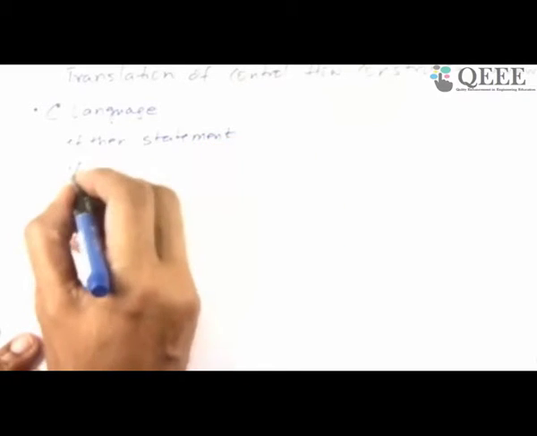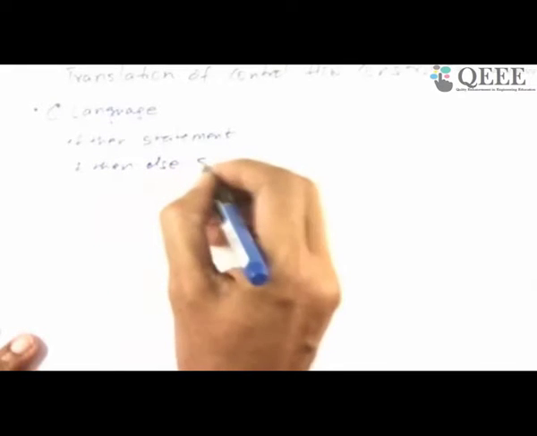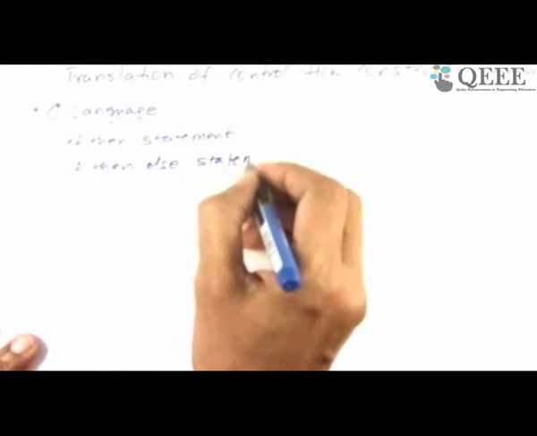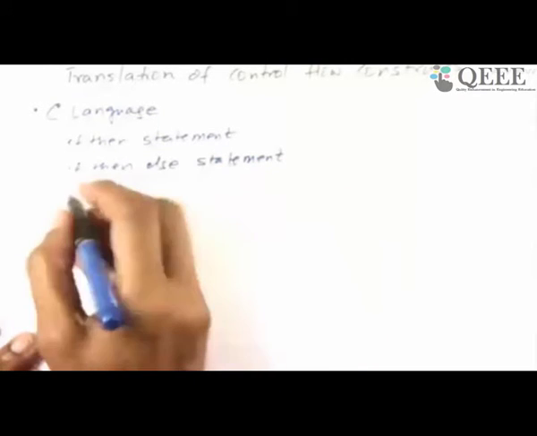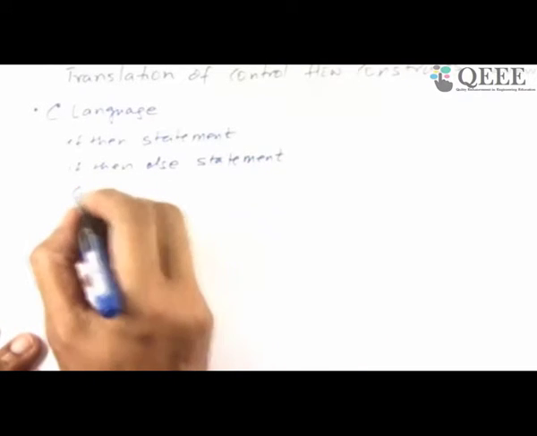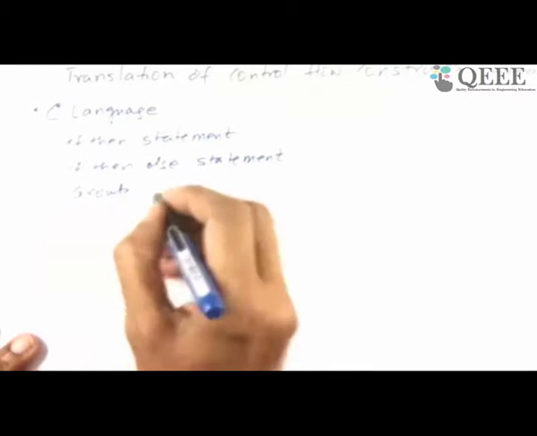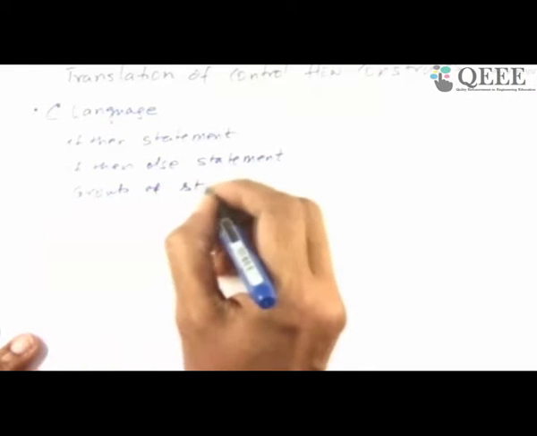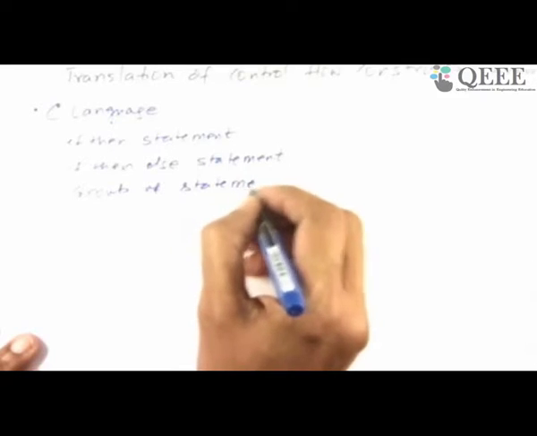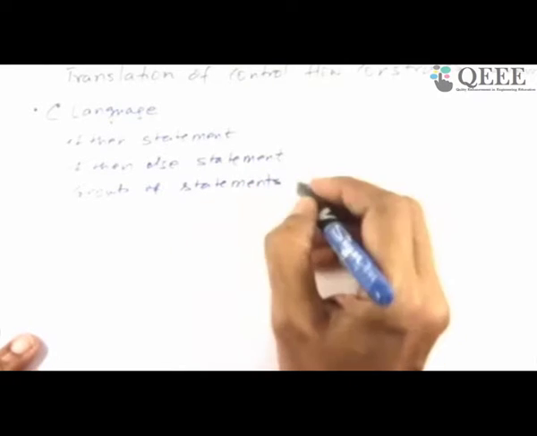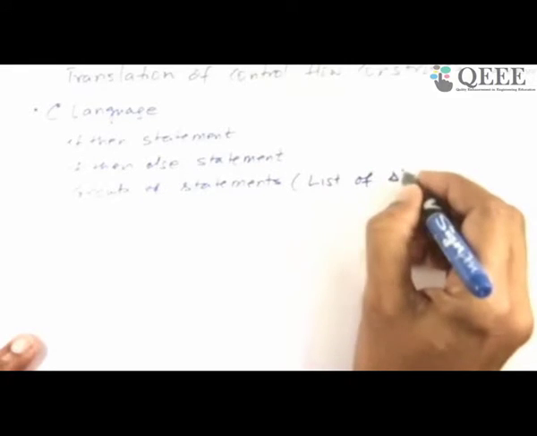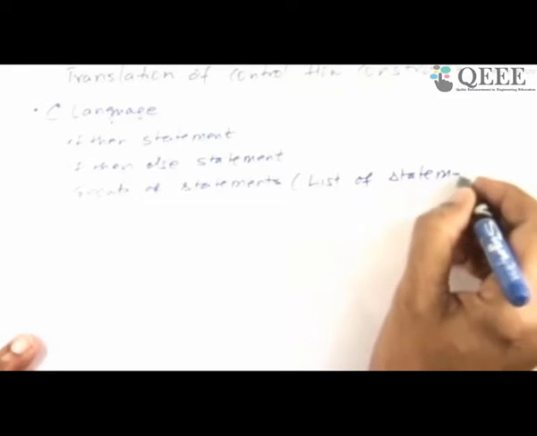I can have an if then else statement. I'm writing in a very English-like language. I need a proper grammar. Okay. I can have a block of statements or a group of statements. We'll give some name for it. Let me call it a list of statements. So I am trying to approach through C, but my notes, as I told you, are more general.